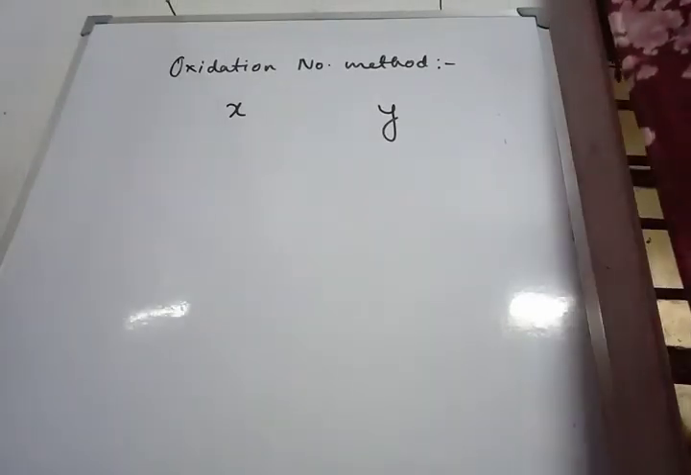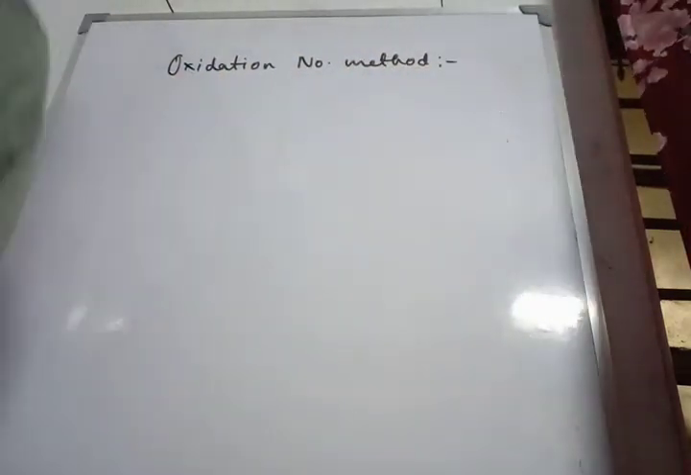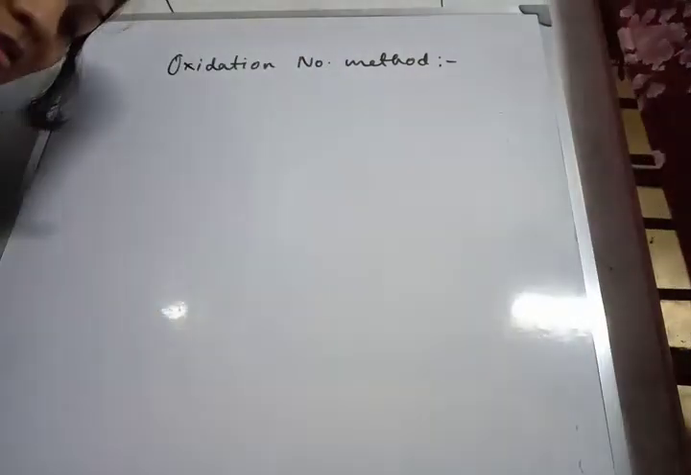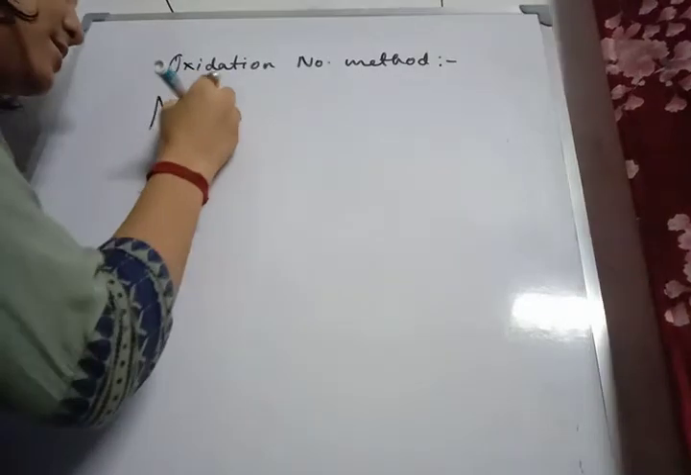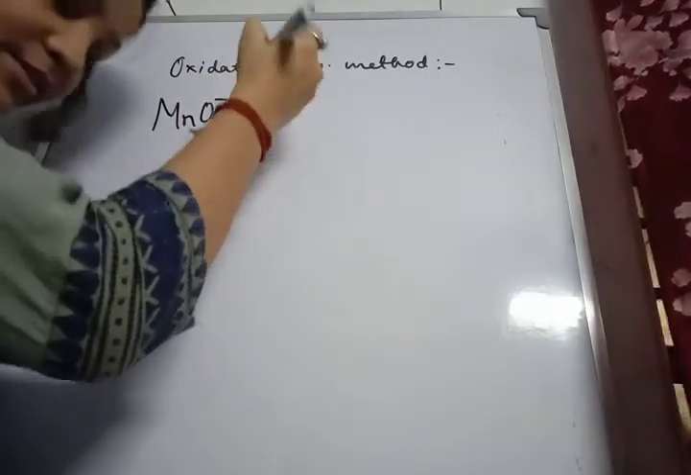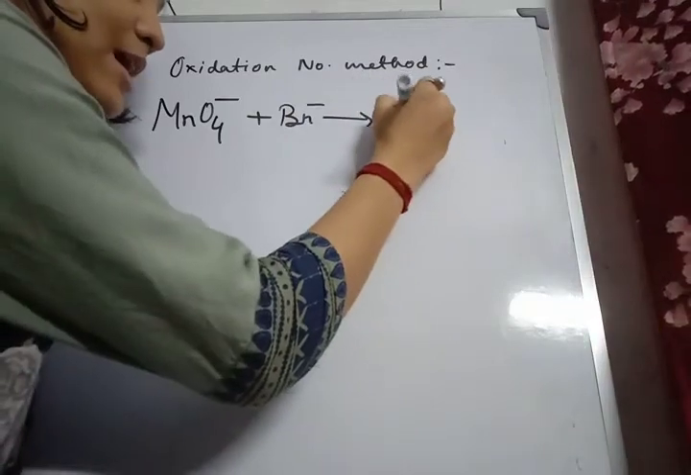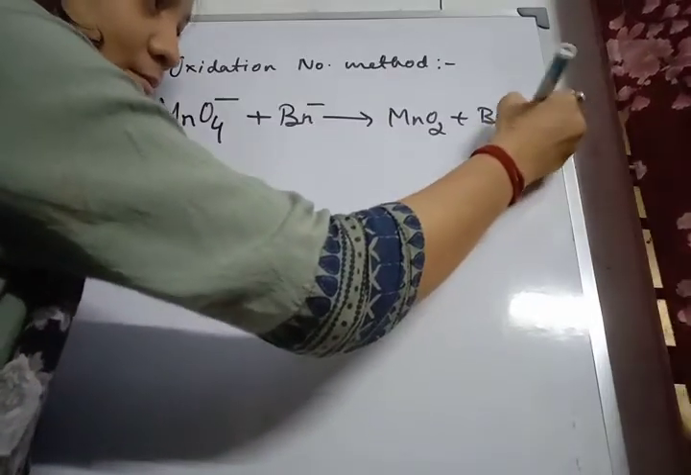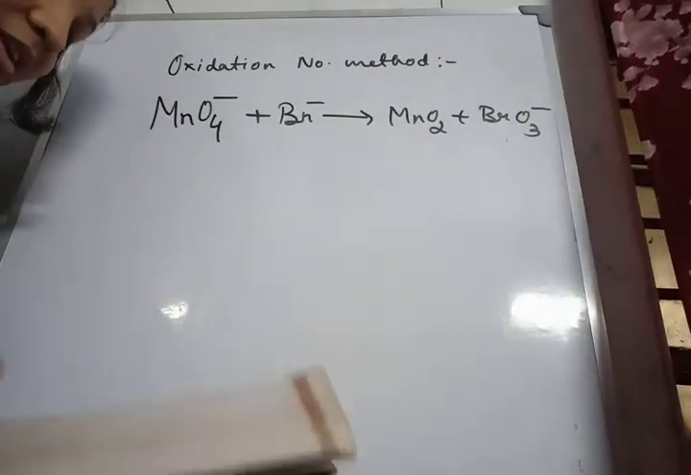So one example we are going to do under this oxidation number method. The equation is given as this: MnO4 negative plus Br negative arrow MnO2 plus BrO3 negative. So the medium that is given here is basic.